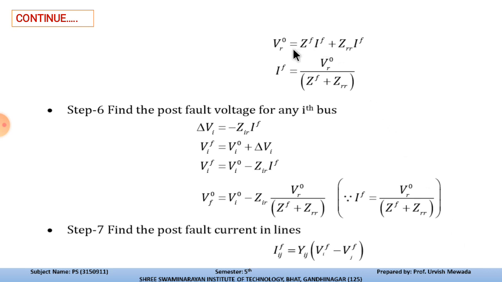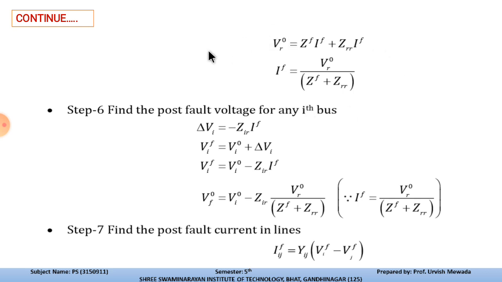And then after VR raised to 0, the voltage is replaced with its impedance and its reactance. So Z raised to F I raised to F is equal to, sorry, plus ZRR I raised to F. From that, if we make I raised to F the subject, then we can determine the fault current also using this formula: VR raised to 0 divided by Z raised to F plus ZRR. So if we know the values of Z raised to F, ZRR and VR raised to 0, then we can determine the value of the fault current.